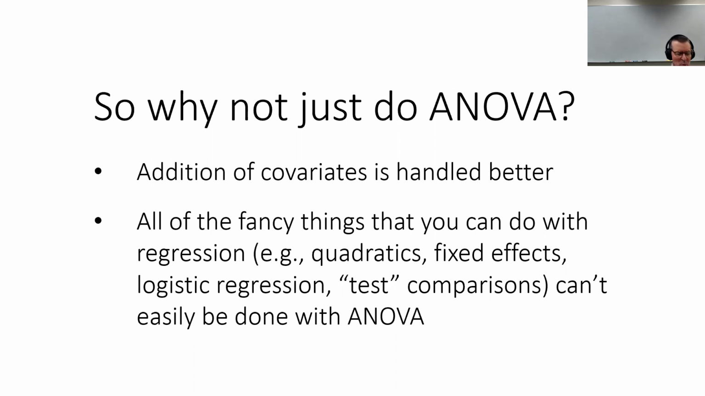But the main reason to stick with regression is because it enables you to do all sorts of fancy things that we'll be doing over the course of the quarter. Quadratic forms, fixed effects, logistic regression, these test comparisons. All those things can't easily be done in ANOVA. So that's why we're using regression. Regression is kind of the base procedure. And this is just to show, if you're familiar with ANOVA, that it's really just the same thing.